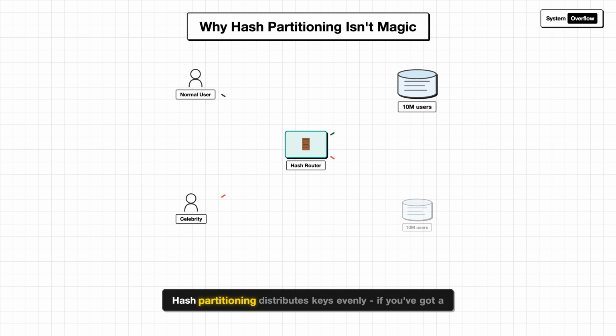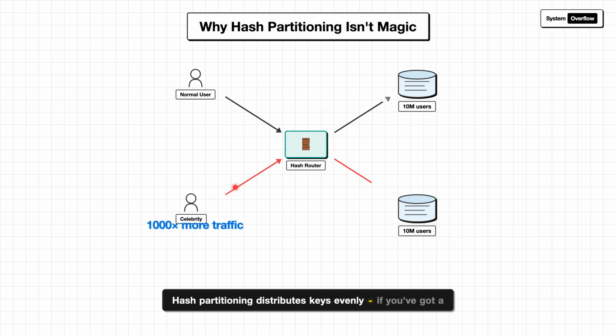Hash partitioning distributes keys evenly. If you've got 100 million users across 10 shards, each shard stores about 10 million users. But access patterns aren't uniform, and some users generate 1,000 times more traffic than others.